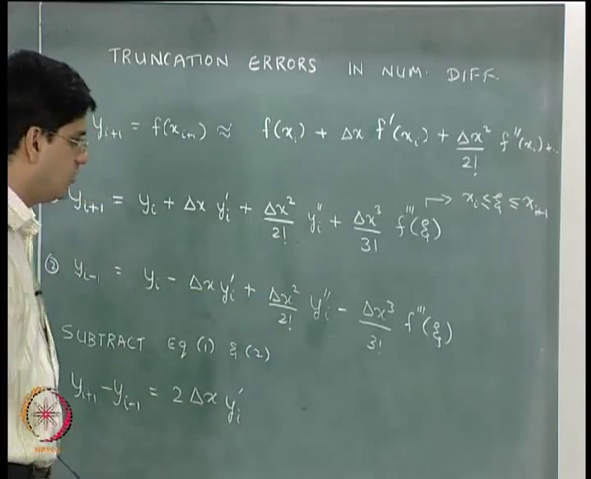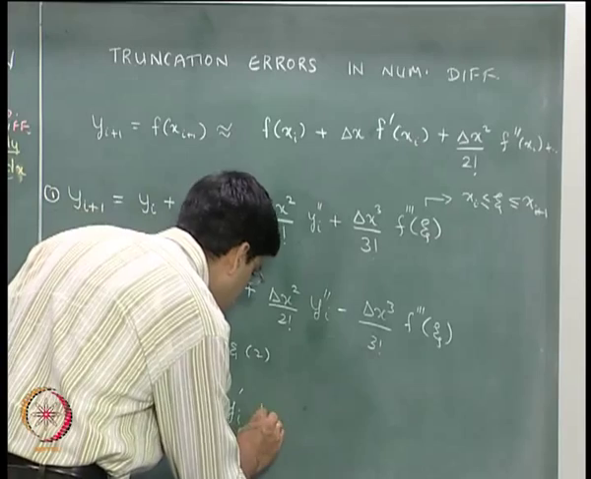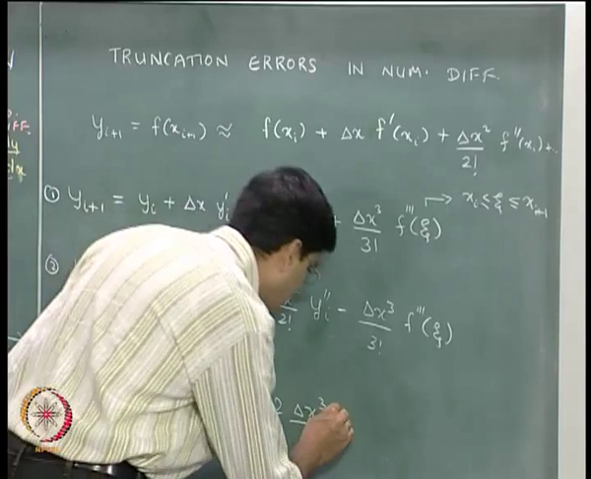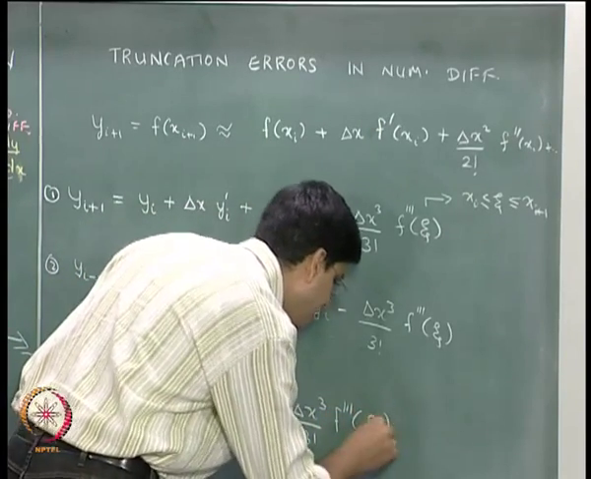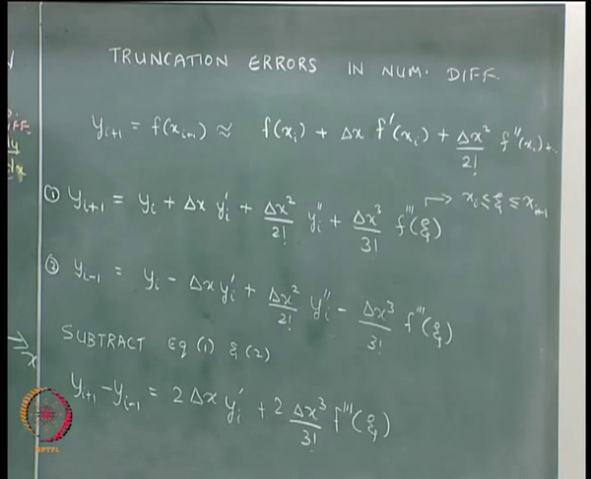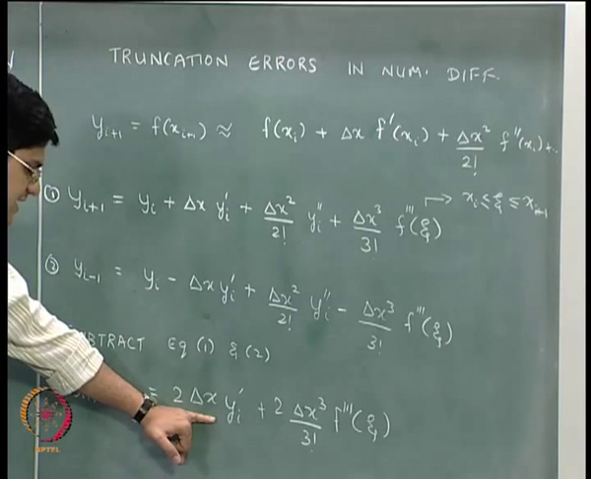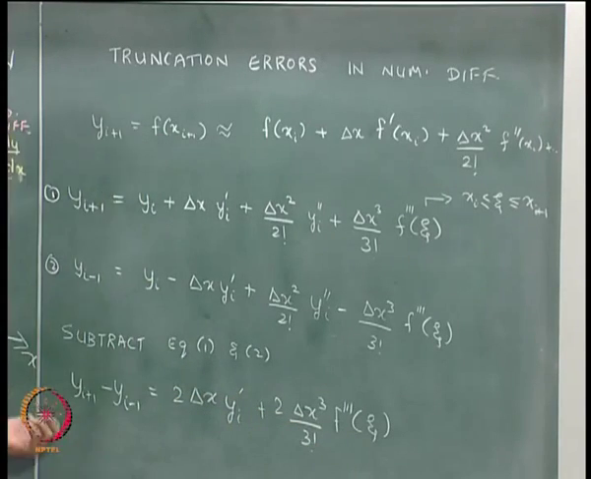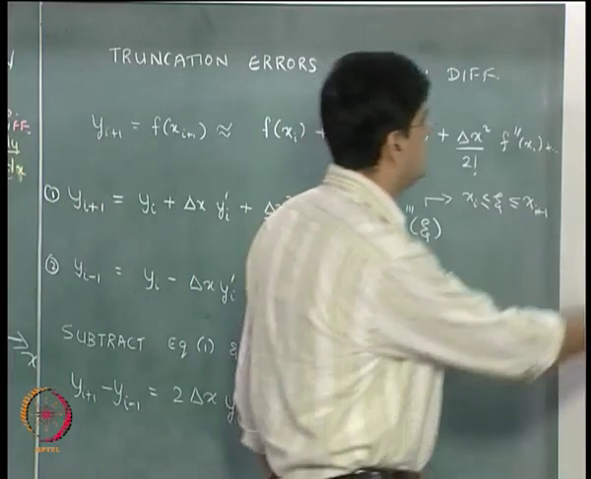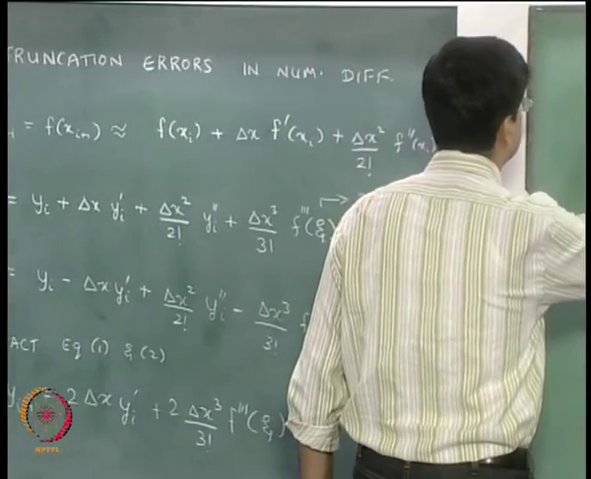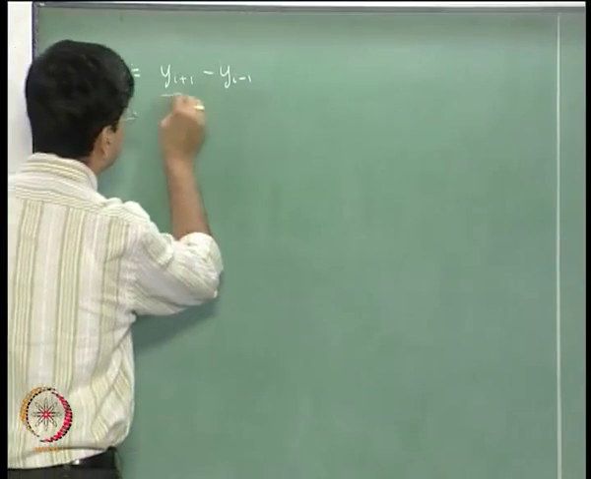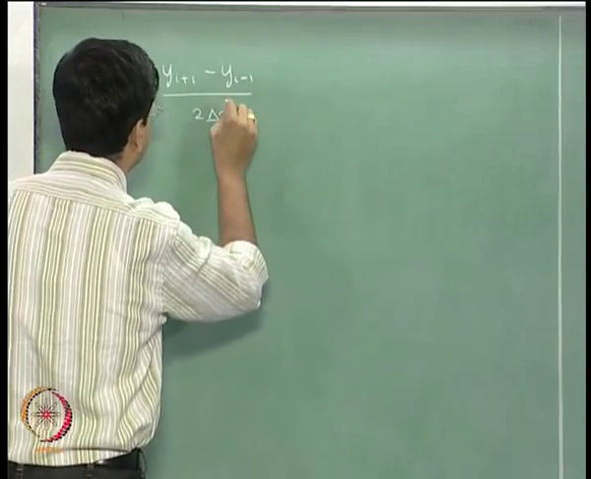These terms are again going to get cancelled and this will be plus 2 times delta x cube by 3 factorial multiplied by f triple dash of zeta. Okay. We divide throughout by 2 delta x and we take this particular term on to the left hand side, rearranging we will get the final result, that is yi dash is going to be equal to yi plus 1 minus yi minus 1 divided by 2 delta x.